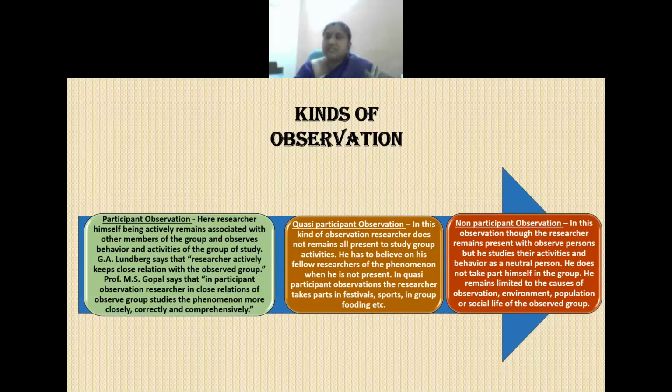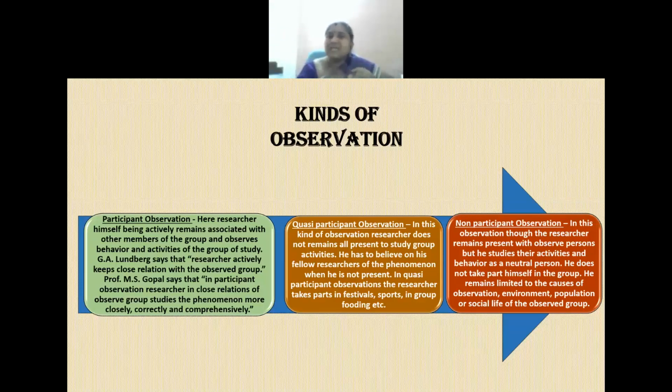Participant observation is the researcher being actively associated with the other members of the group. For example, I am studying a tribal population. I live with the tribes. At least 1 month, I will be there with them. I am studying a slum, I will be there with them. Yes, that also can be done.